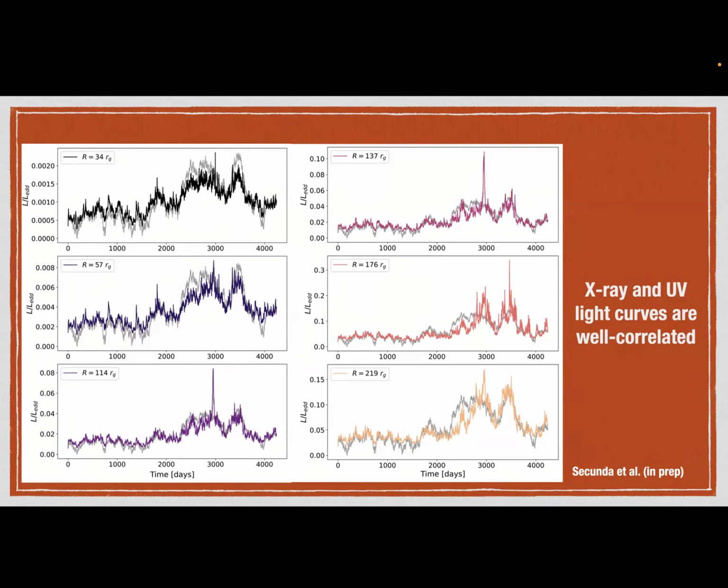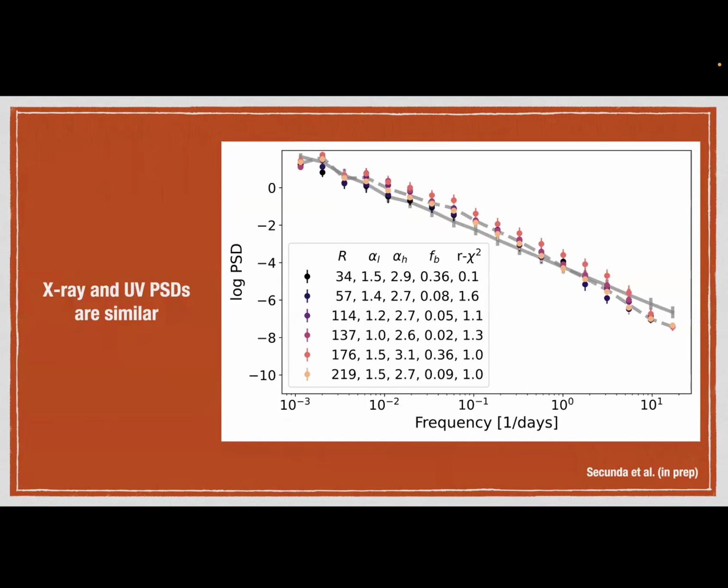There are some exceptions, which I'm very happy to talk about, but for the most part, these are very strongly correlated light curves. You can also tell this by looking at the power spectrum. So the colored dots are for the different radii light curve PSDs, and then the solid gray line is for the X-ray PSD.